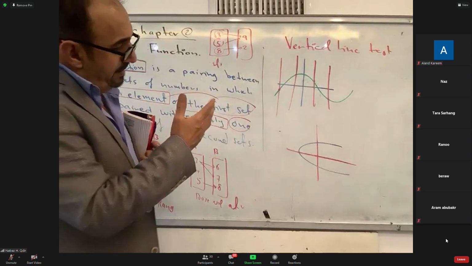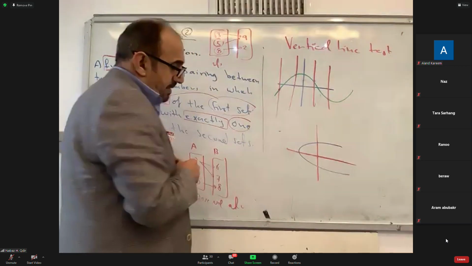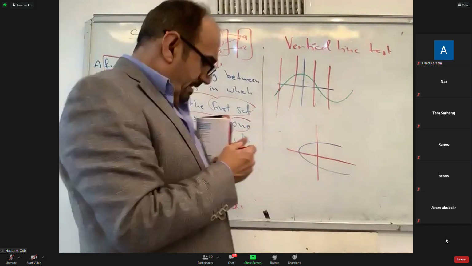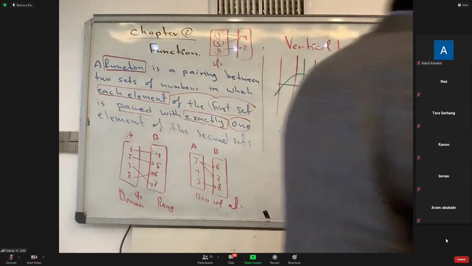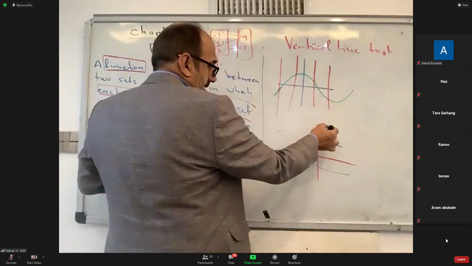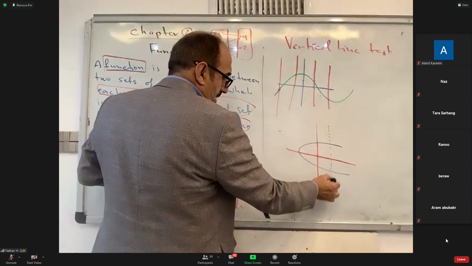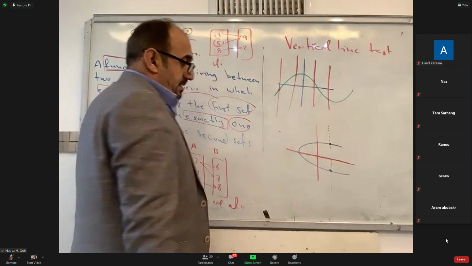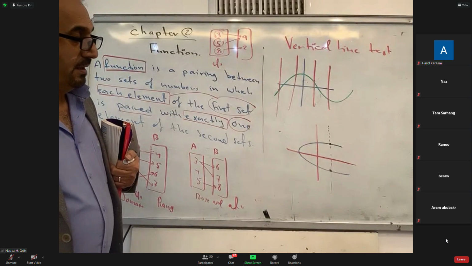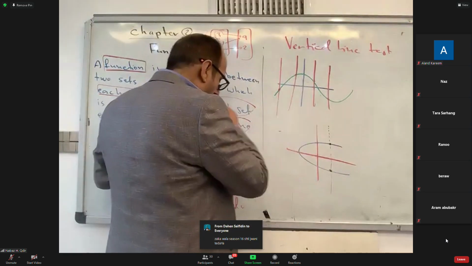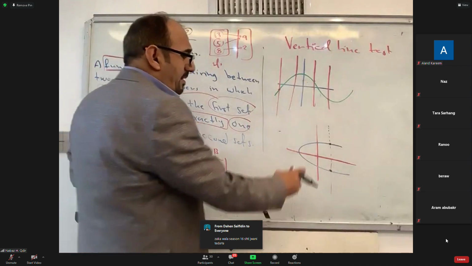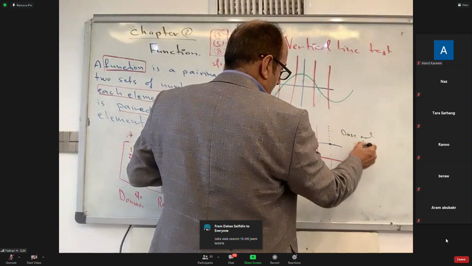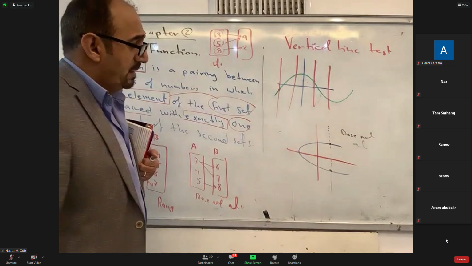Let me see if this graph is a function or not. We draw a vertical line. Okay, here. This vertical line intersects the graph here and here. So that means more than one time. That means this graph is not a function.